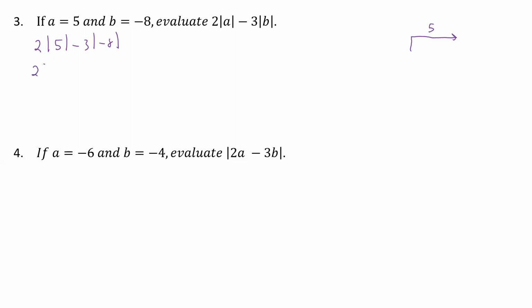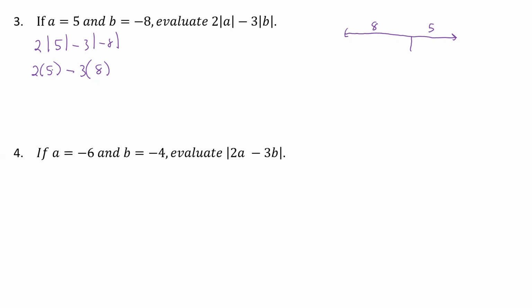So that gives us 2 times 5. I've dropped the absolute value and just went ahead and put parentheses. Now minus 3 times, and so now we come up here. Now we want to go left instead. So we're going to go left, and we're going to go 8 blocks. And so the absolute value of that is 8 because we've done 8 blocks, even though we've gone in the left direction. So now we have 2 times 5 minus 3 times 8.